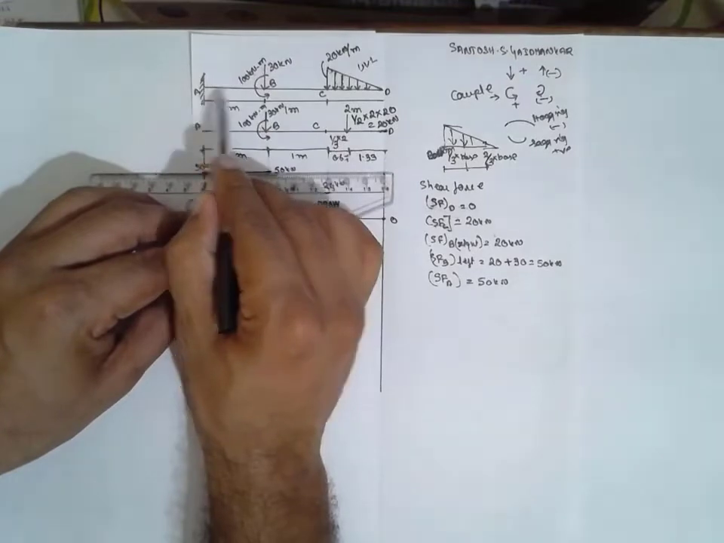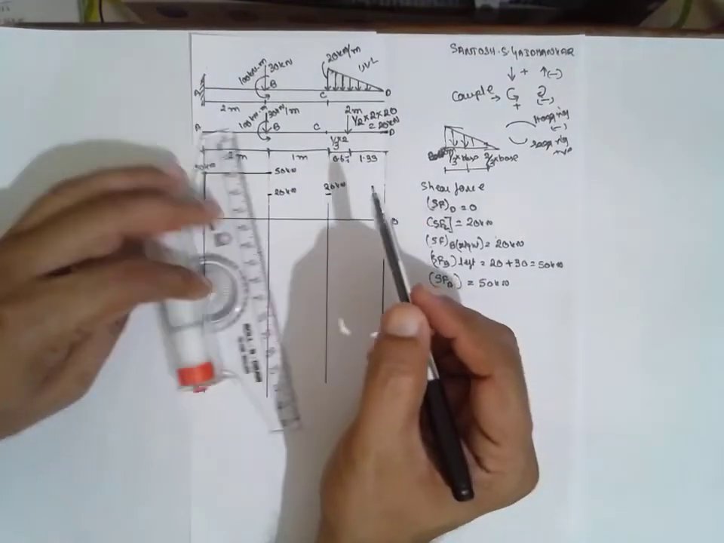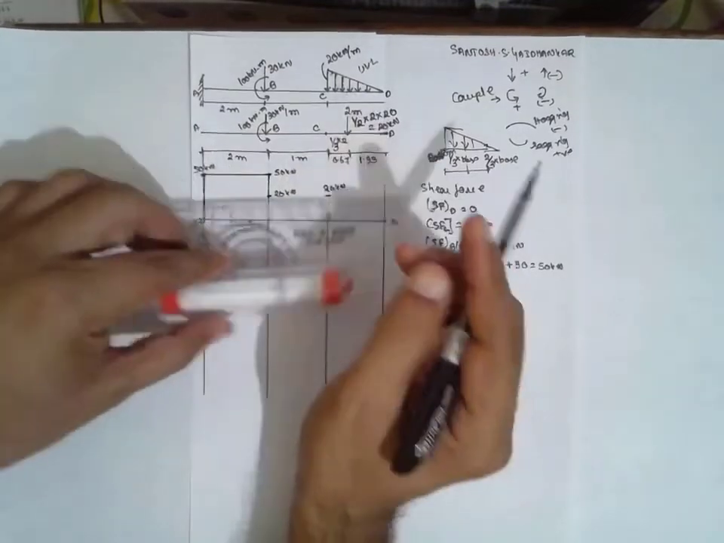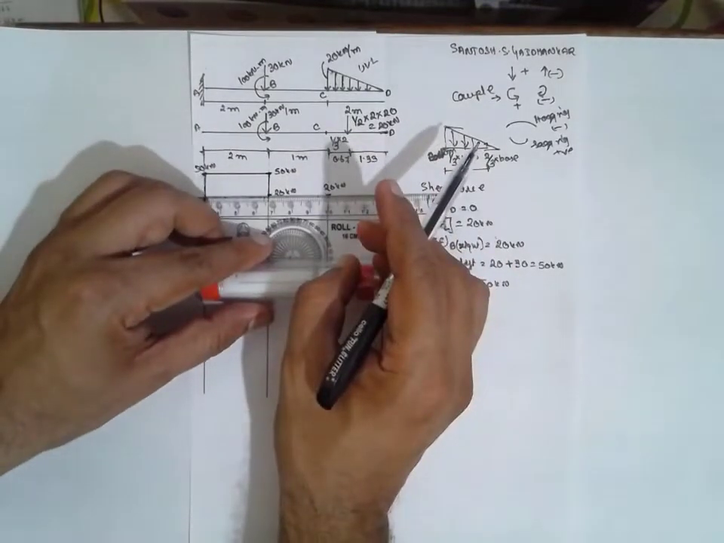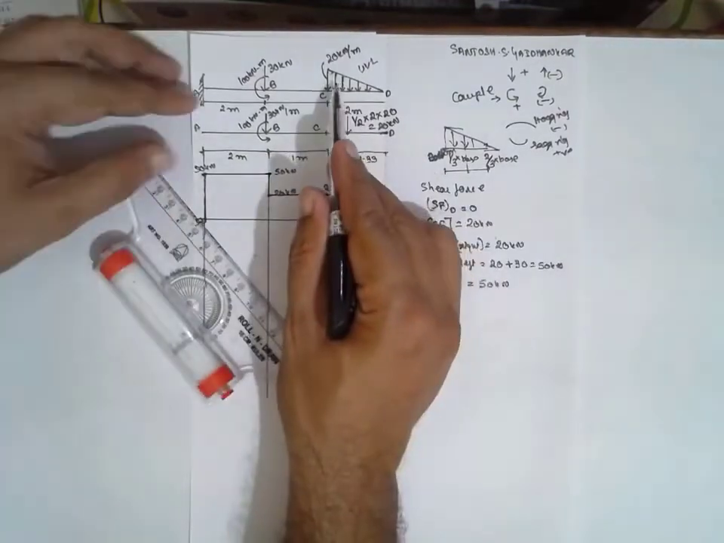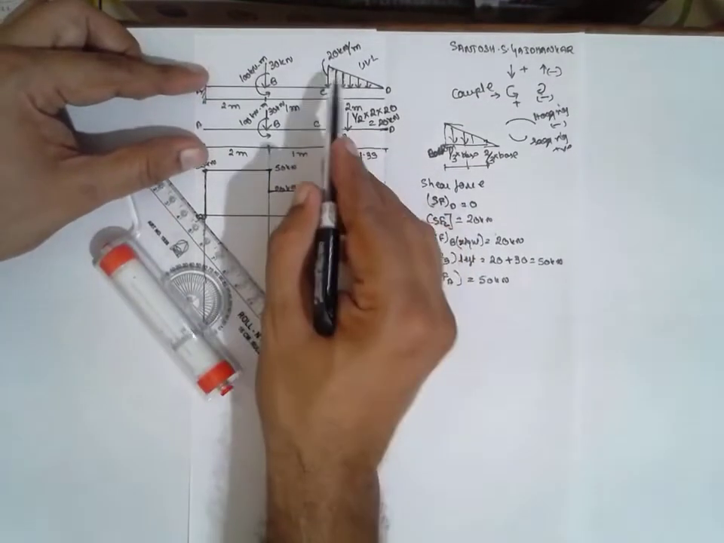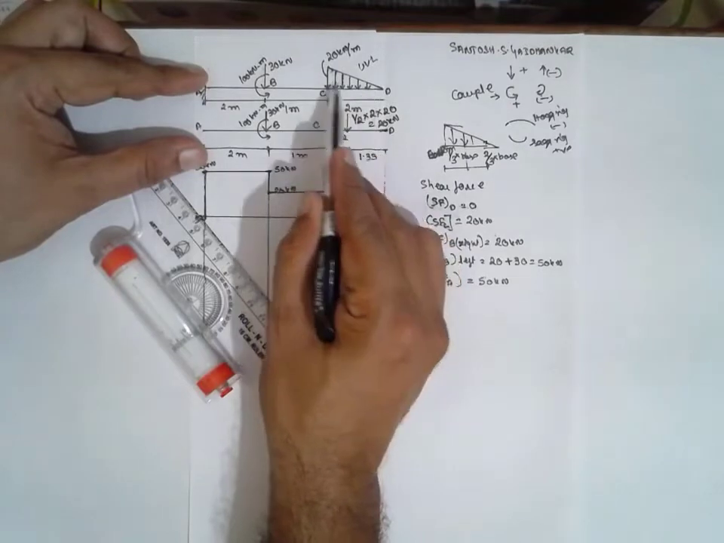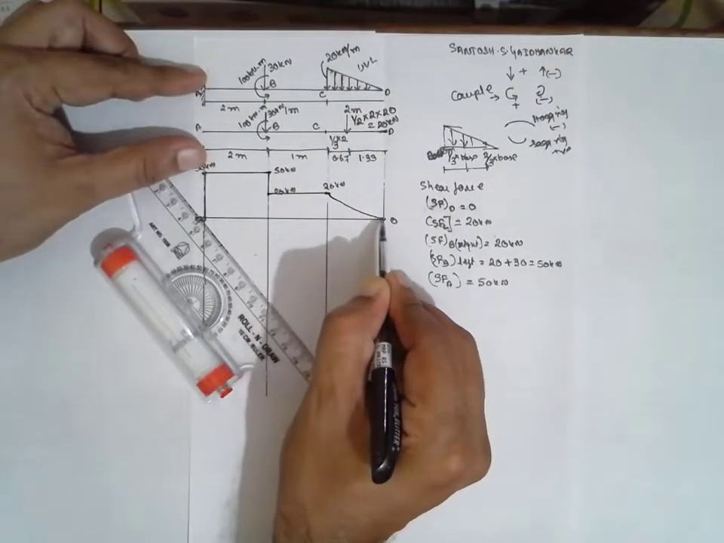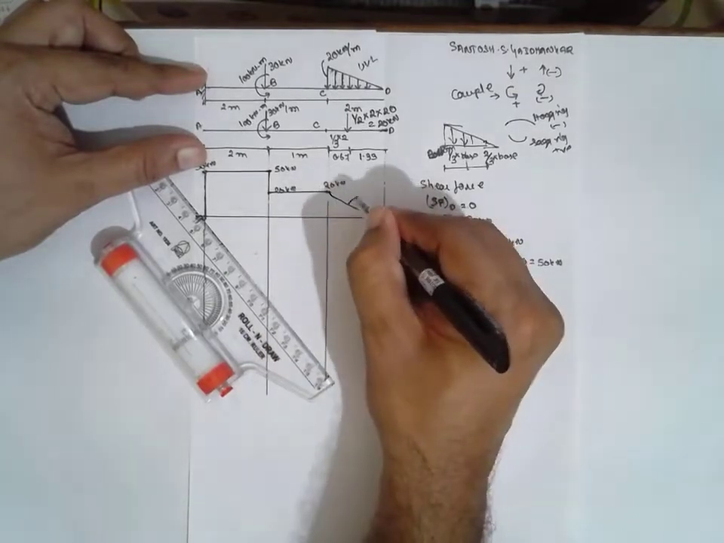Straight line because there is no load here. Again there is a straight line because there is no load here. Now it is a UVL which is decreasing. It is decreasing. Therefore you have to draw a parabolic curve. This is the parabolic curve.